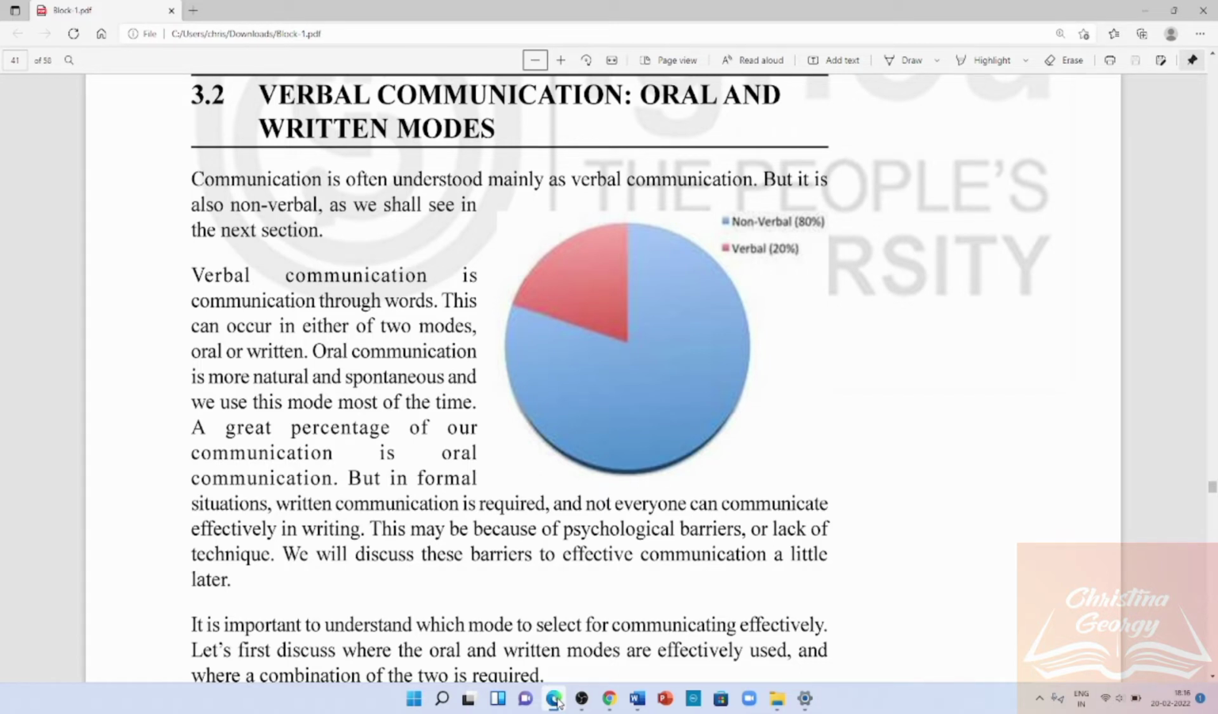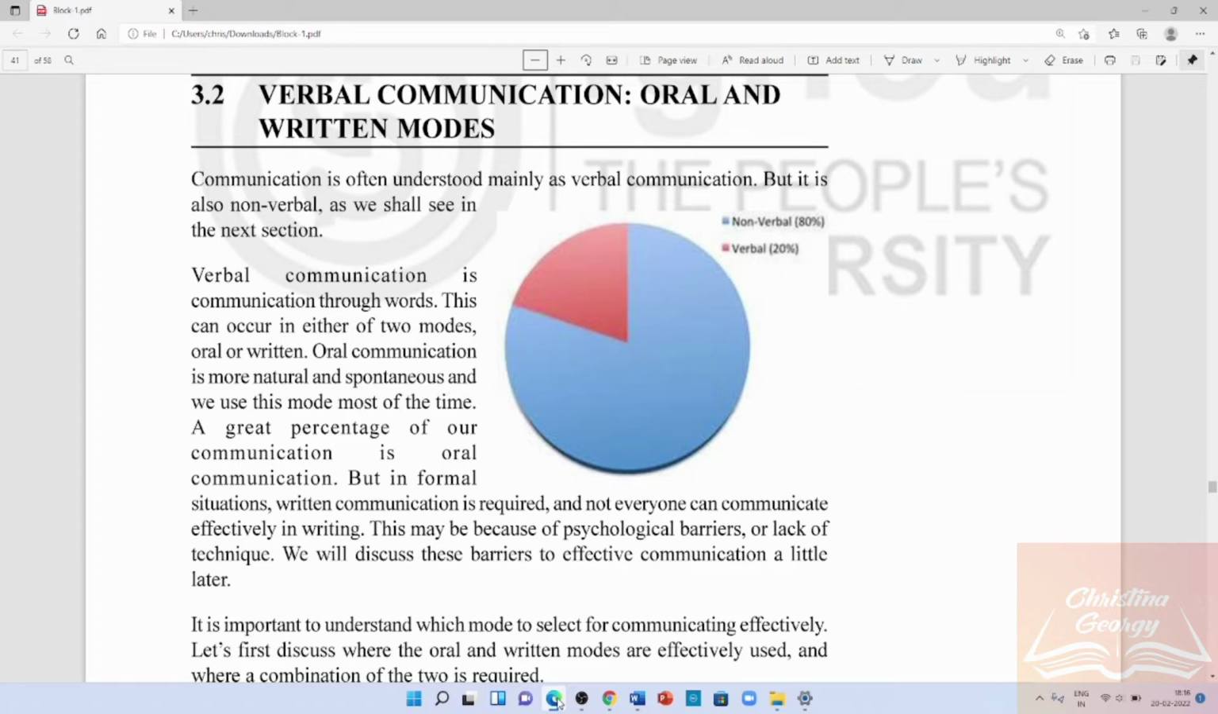So what exactly do you mean by verbal communication? It is simply communication through words. This can occur in either of two modes, that is oral or written. Oral communication is more natural and spontaneous, whereas written mode is used in formal situations. Now let's look at the various circumstances in which oral mode is used for communication. Where is the oral mode used?